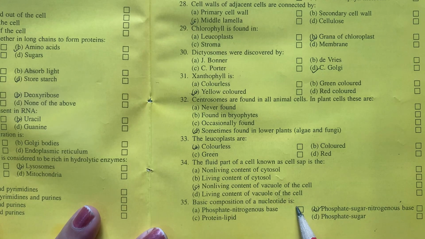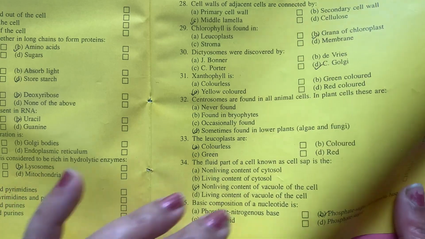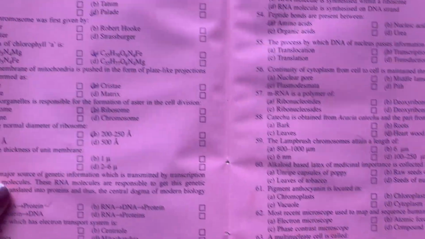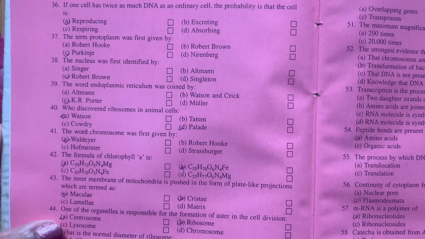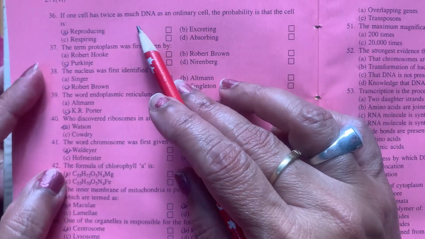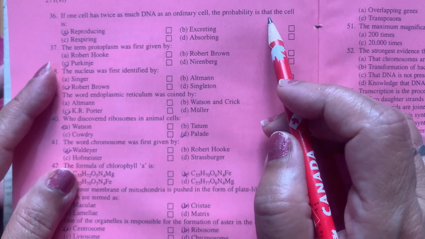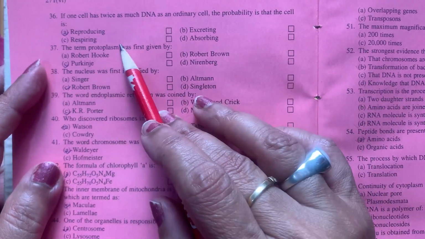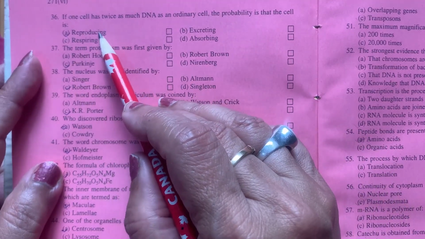Basic composition of a nucleotide is phosphate, nitrogenous base, phosphate, sugar, nitrogenous base, protein, lipid, phosphate, sugar. B option is correct: phosphate, sugar, and nitrogenous base. The next one is, if one cell has twice as much DNA as the ordinary cell, the probability is that the cell is reproducing, excreting, respiring, absorbing. It is reproducing. First option is correct.